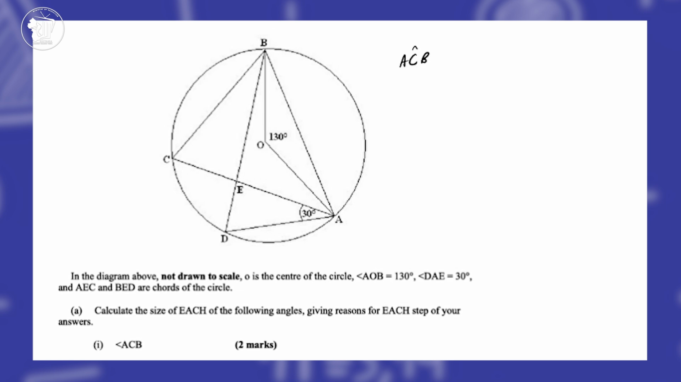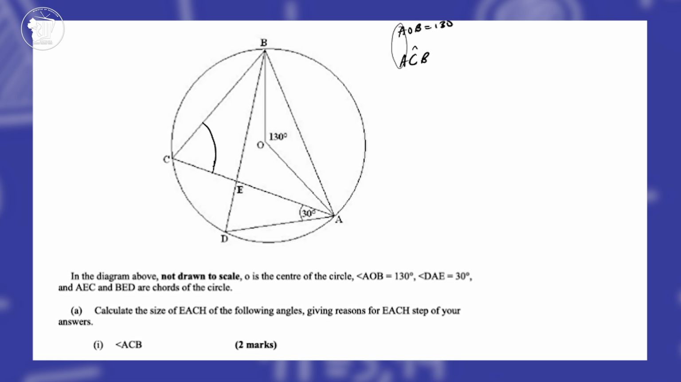So ACB would be this angle here. So I want to calculate the size of this angle. So let's see. I have ACB and I also have AOB at the center of the circle. So I see AOB is 130, and AOB is the angle at the center. And if you look at the two end letters, A and B, we have one angle at the center and one angle at the circumference. They have the same two end letters, the same two end points.